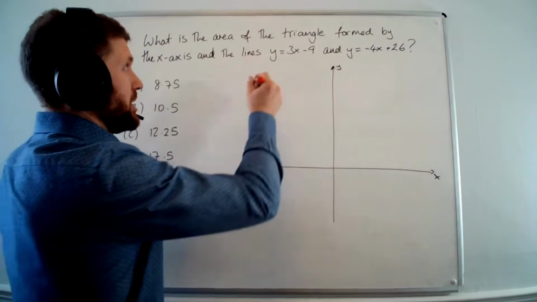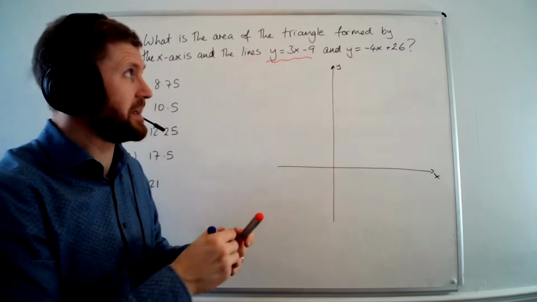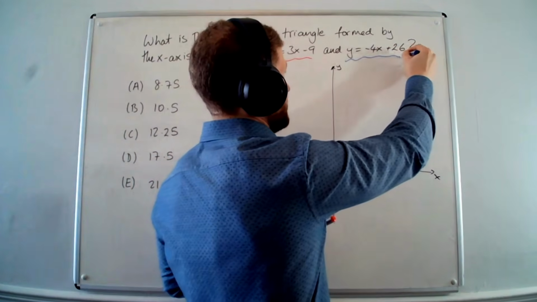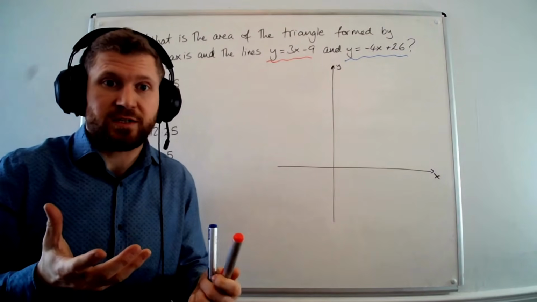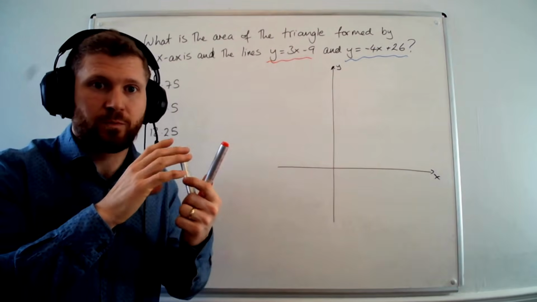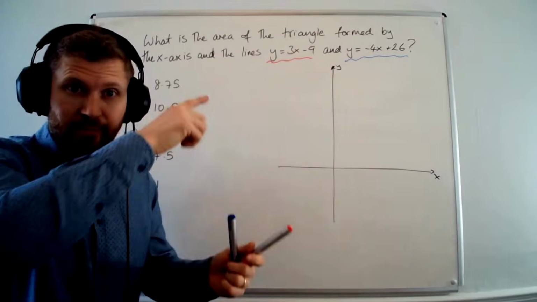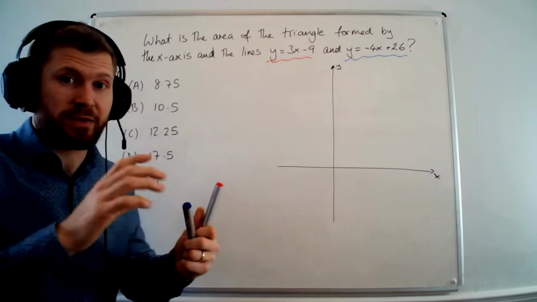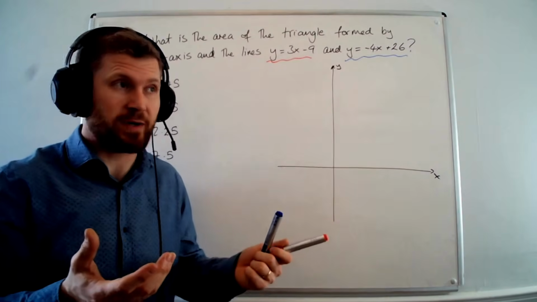So I'm going to do the diagramming for the first line, y equals 3x minus 9, in red, and for y equals negative 4x plus 26 in blue. First thing I'm going to need to do is draw both these lines. In order to draw a straight line, basically all I need is 2 points on that line, and then I can join them up and just keep that straight line going. The easiest points that I might be able to find for these two are the x-intercept and the y-intercept.